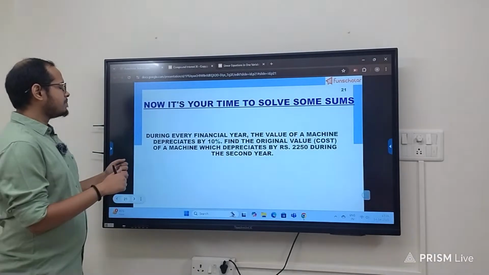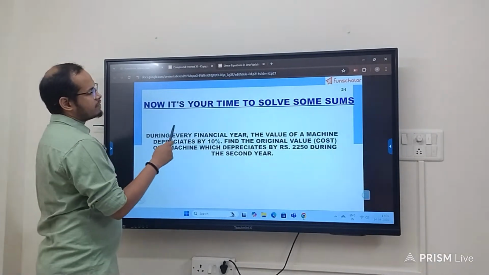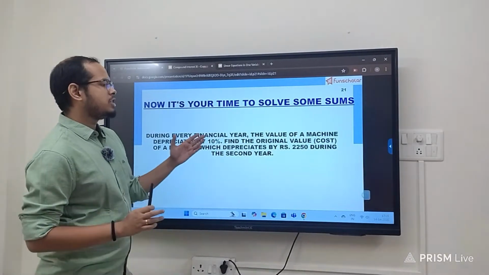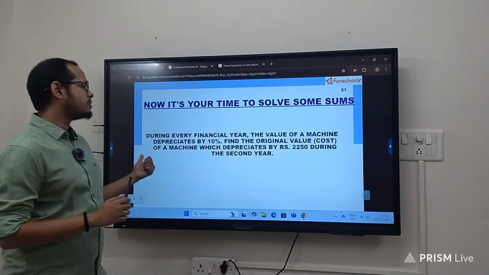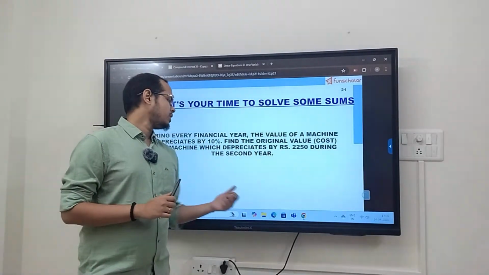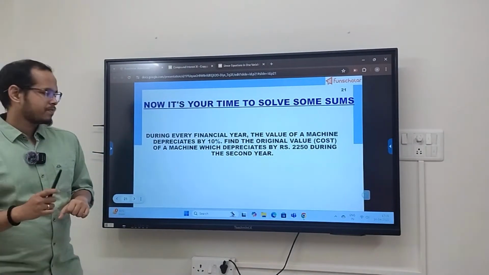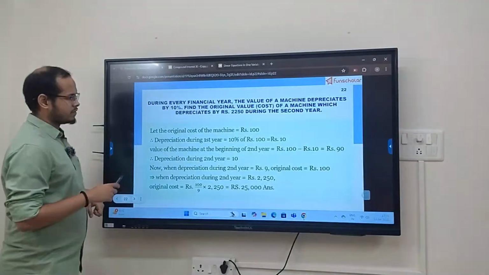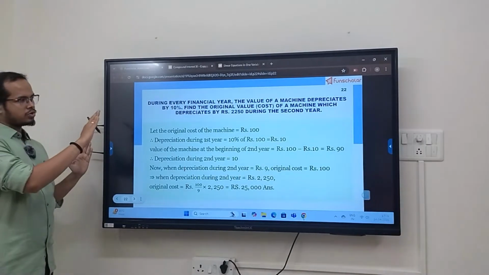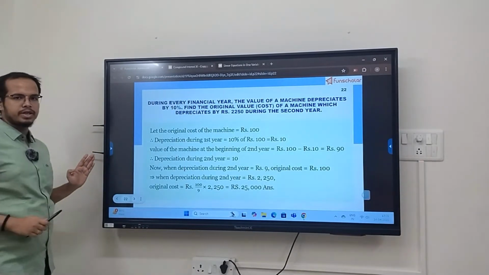So this question states that during every financial year, the value of a machine depreciates by 10%. Find the original cost of a machine which depreciates by rupees 2250 during the second year. Now let me show you how to solve this. First let me give you some time to read the sum and what is written in the statement.